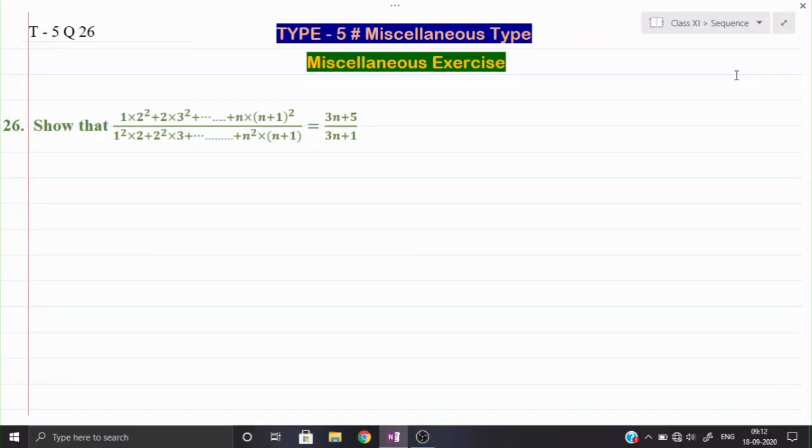Students, today we are going to start from question number 26. Hopefully today we shall complete the remaining questions of the miscellaneous exercise and the chapter also. So let us see from question number 26 onwards.